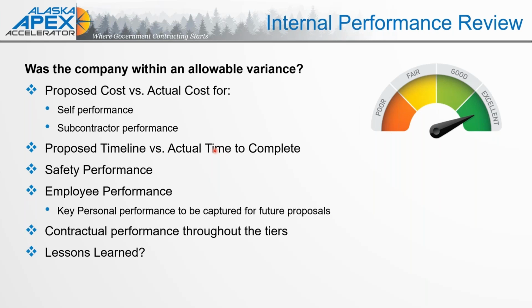Were there delays that weren't just caused by the government, like another record-breaking snowfall or government shutdown, but things that were actually triggered by either self-performance or subcontract performance? And how can those be either built in as a contingency item for future proposals, or how can they be avoided for future performance?